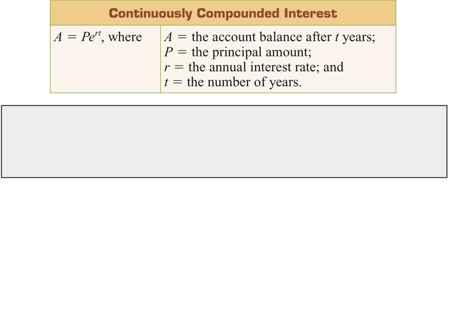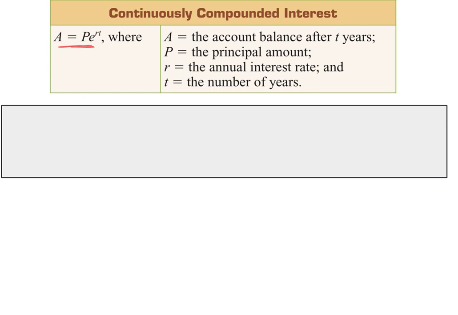This is one of the easiest functions to remember because people think it looks like a word. A equals Pert, right? P is your principal. E is your natural number e, and your exponent is your rate times your time. All right, so this is continuously compounding. And you're going to see this used in science as well as in business, so you'd see it both places.